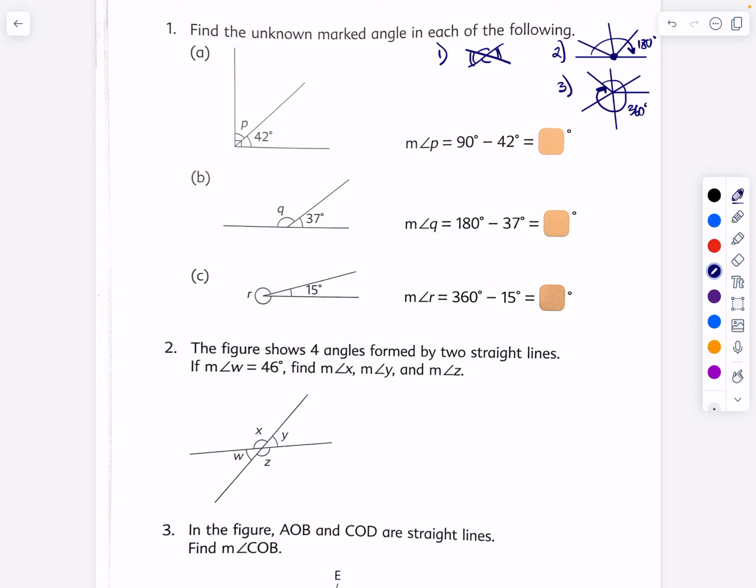We have a 90-degree angle, and one part of it is 42. Obviously, 90 minus 42, angle P will be 48 degrees. These are super easy. These are easy just for us to practice.